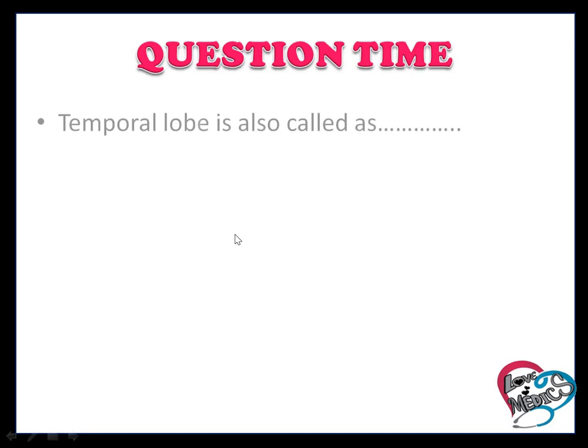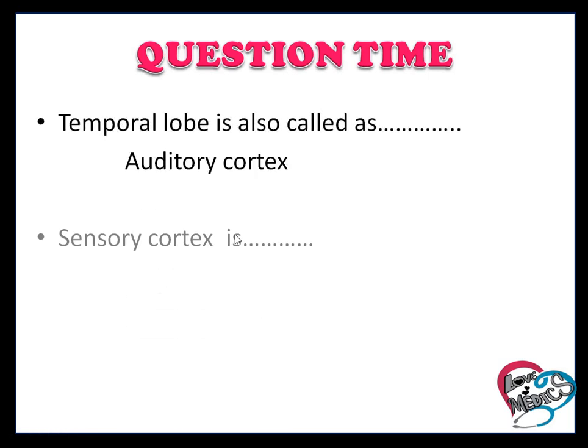Question time. Temporal lobe is also called as auditory cortex. Sensory cortex is parietal lobe.